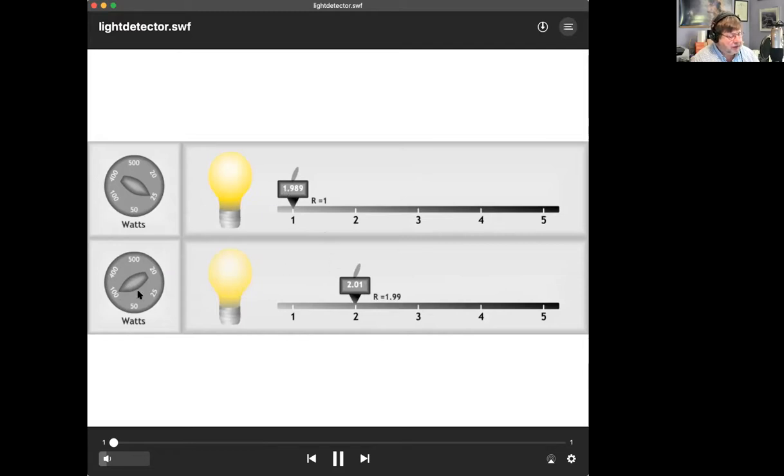So I increase the luminosity by a factor of 4. I increase the distance by a factor of 2. So 1 over the distance squared is the difference in luminosity.